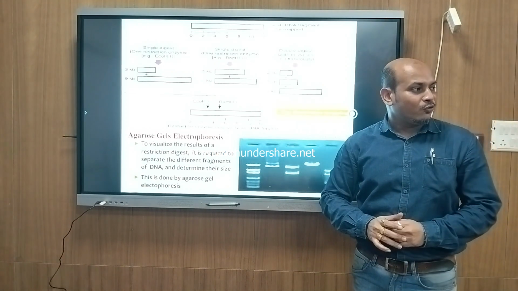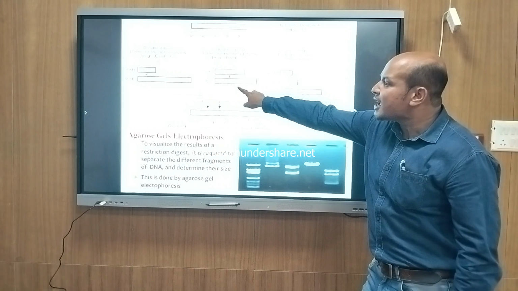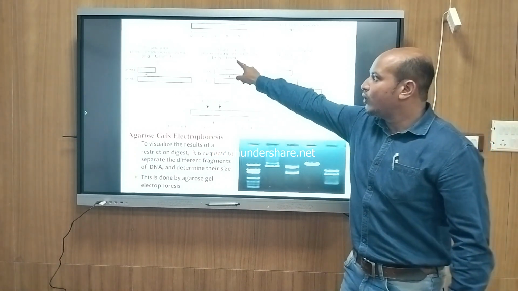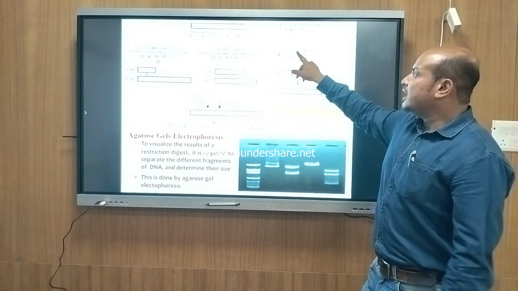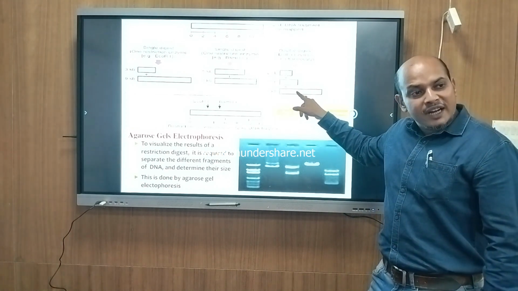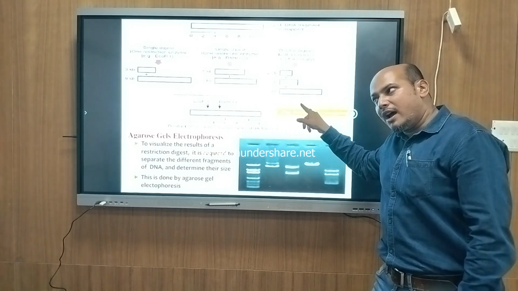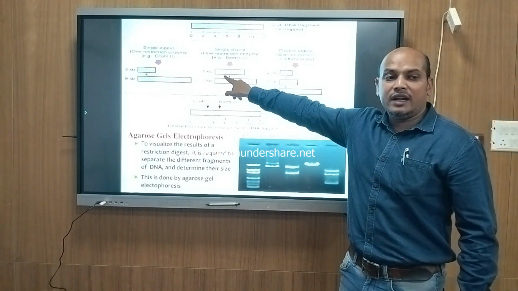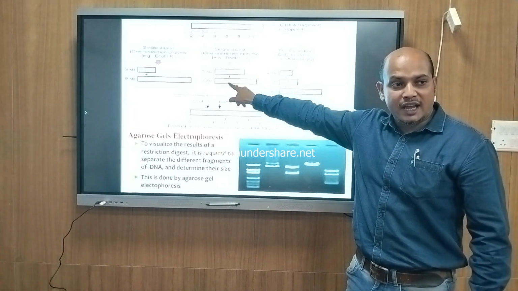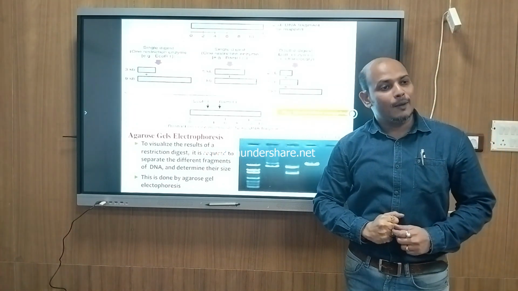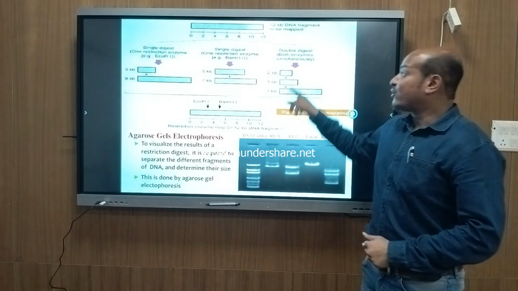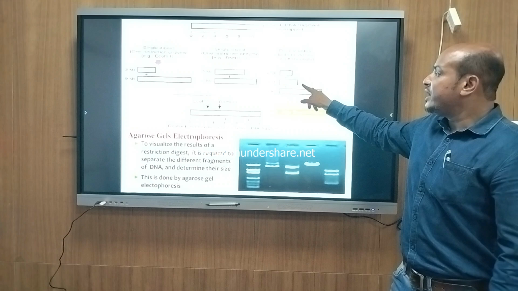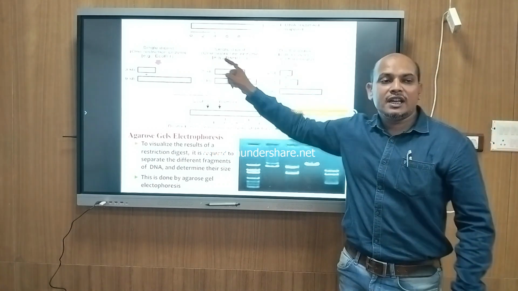On comparing the banding profiles, we see that the 7 kb fragment that was produced following BamH1 digestion is persisting in the combinatorial digestion also. The 7 kb fragment is found over here as well. However, the 5 kb fragment that was produced by the BamH1 digestion is no longer available in the combinatorial digest. Instead, we are finding that 2 fragments are formed, one of 2 kb, another of 3 kb, the cumulative size of which amounts to 5 kb.